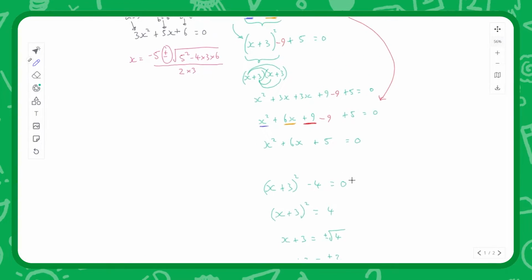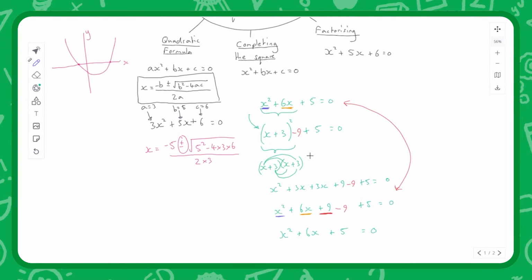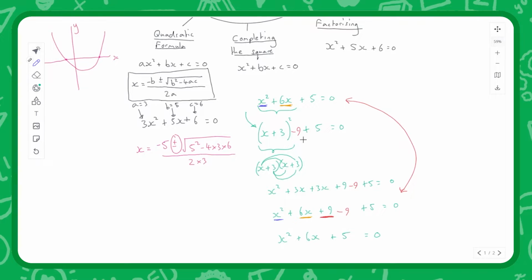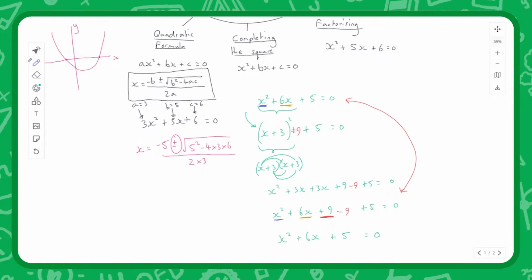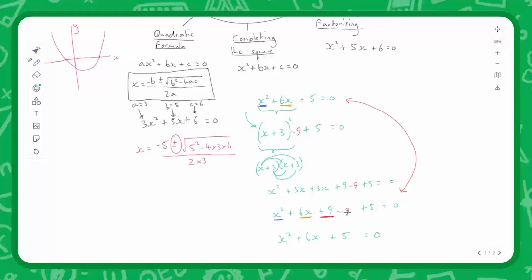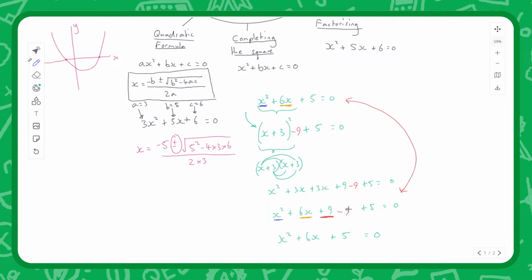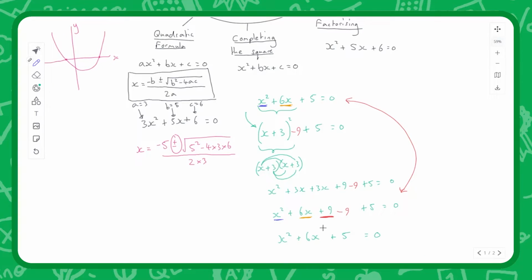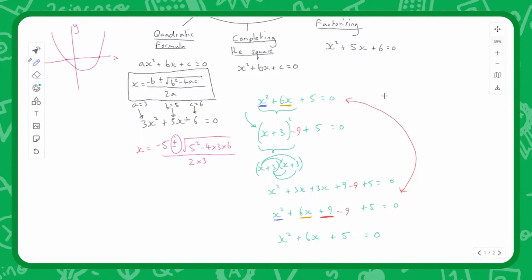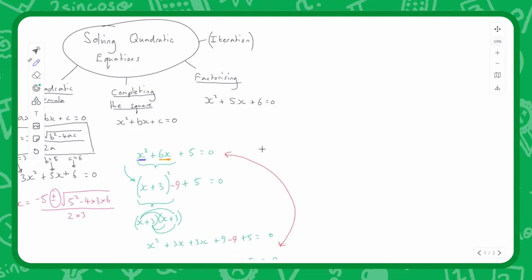So that's a brief intro to completing the square and why we do it, right? The thing to always remember is we end up with this pesky extra term coming through. And so we always subtract that to avoid changing the whole value of the left-hand side of the equation. Right, moving on to the final version, factorising.